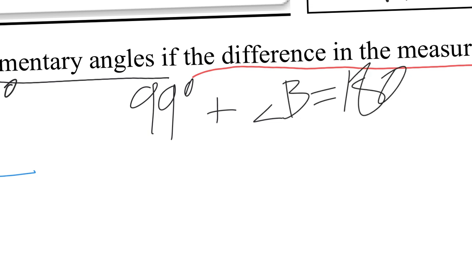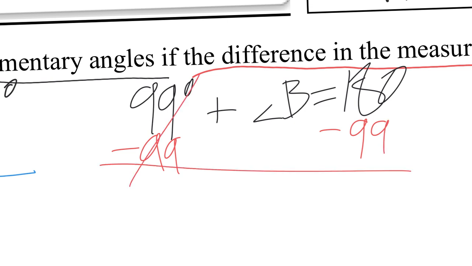Okay? So you could try to solve this in your head, or you could just say, hey, I have a 99 that I can minus to the other side. And why would I minus to the other side? Because I want to move it to the other side. It's a positive 99. The opposite of positive is negative. So minus 99, 180 minus 99 is going to be 81. So this says plus B, so it's just saying B, angle B equals 81 degrees.